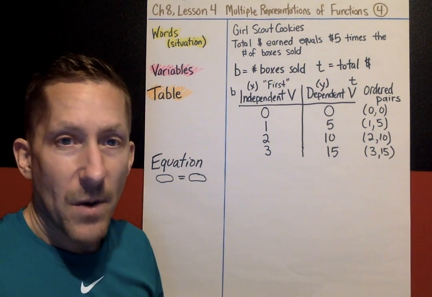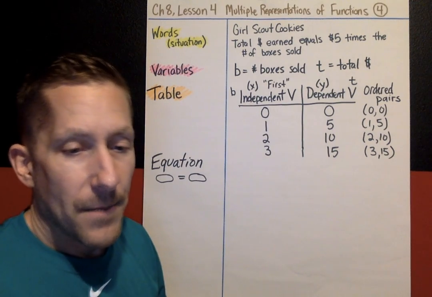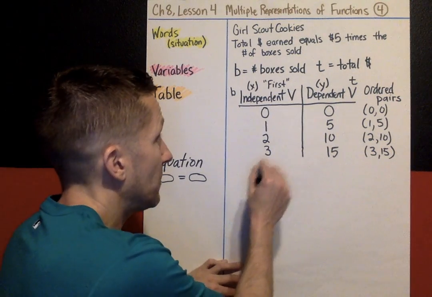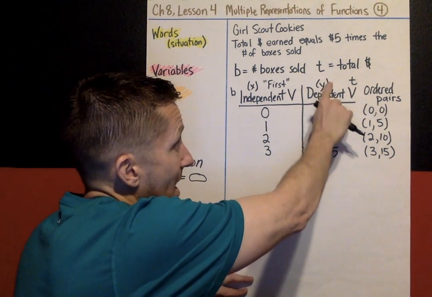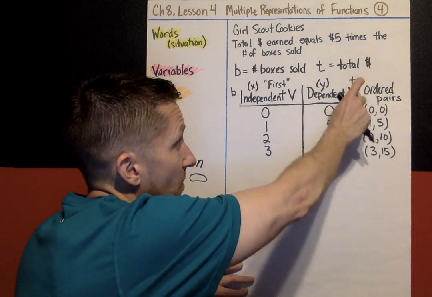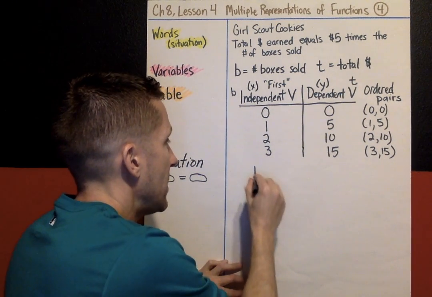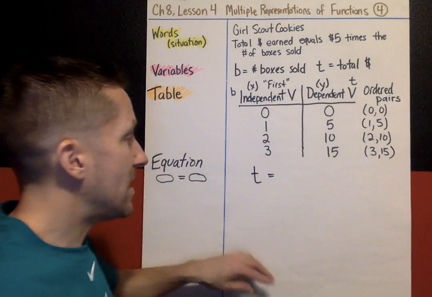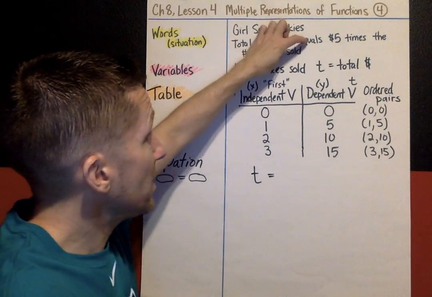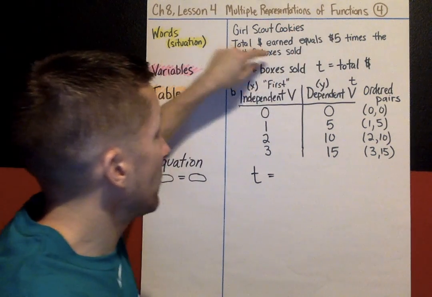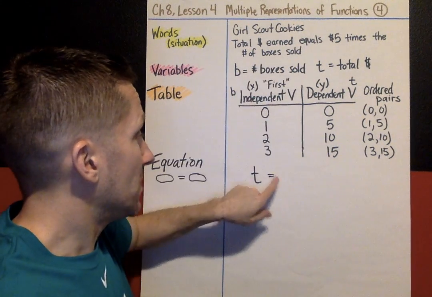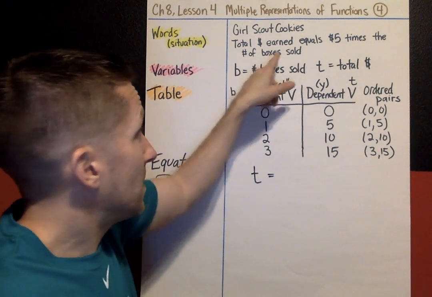When you're coming up with the equation, the y value, the dependent variable, is usually by itself on one side. In this scenario, that is T. So I'm going to put T right here, and then think, how do I get the total? I could also go back to the words. Total earned equals $5 times the number of boxes sold. I can just translate this. There's our total. Equals 5 times the number of boxes sold.